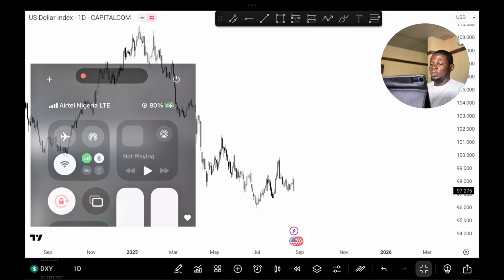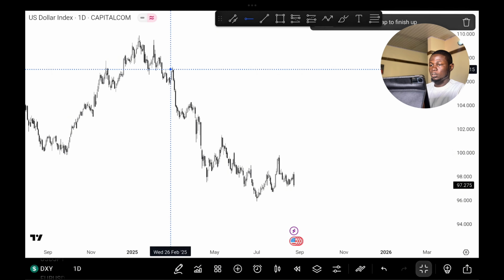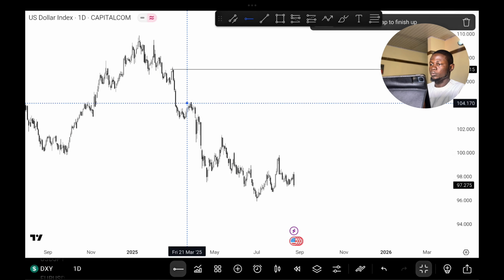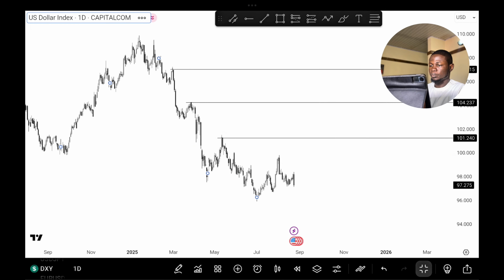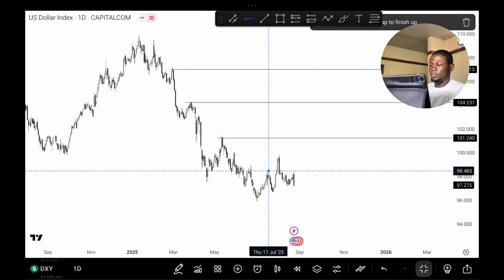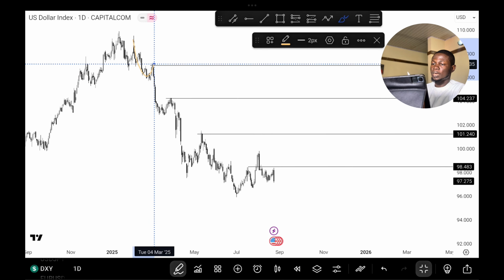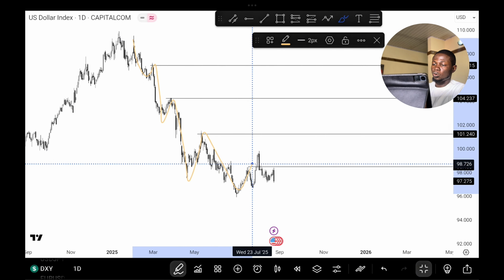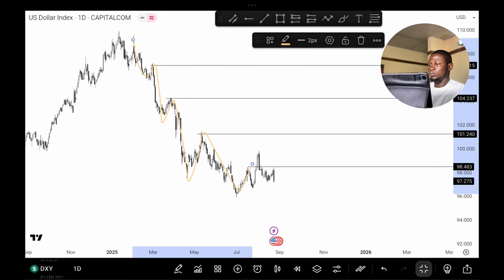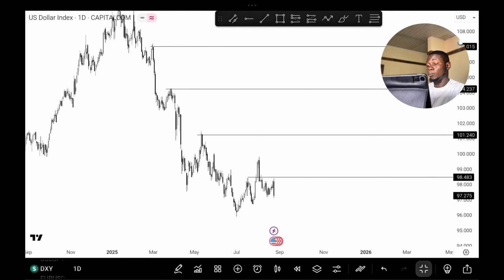Now looking at this DXY, you can see the highs. This is the high, this is the high, this is the high, and this is the high. You can see how we broke the high. I have marked out the highs it formed: lower high, lower low, lower high, lower low, lower high, lower low, lower high, and boom, it broke out. So what am I looking for now? I'm looking for buys in this market.